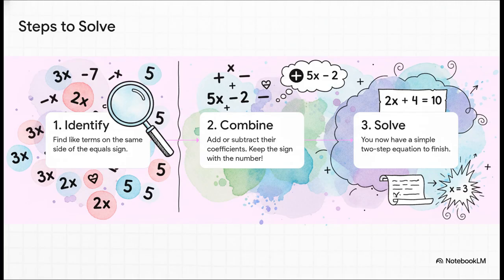Find all the terms with the same variable and all the plain old numbers that are on the same side of the wall. Second, you combine them by adding or subtracting. And this is absolutely crucial. You have to keep the sign with the number right in front of it. And third, you solve. Because after you combine everything, you're going to be left with a nice, clean, simple two-step equation that's so much easier to handle. Identify, combine, solve. That's our mantra today.